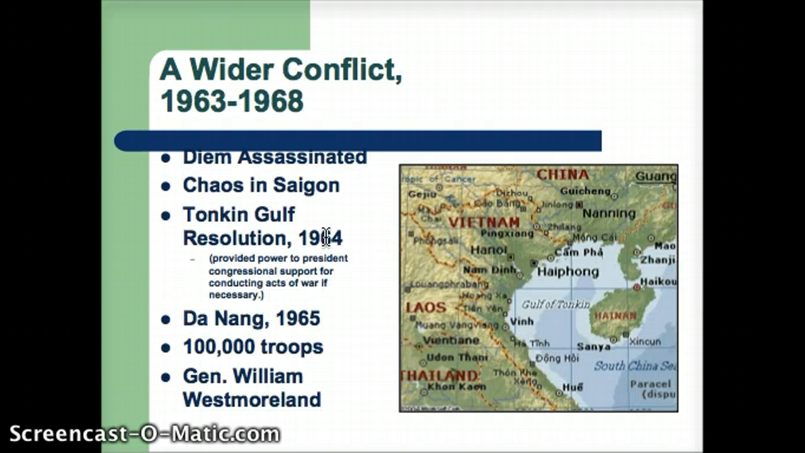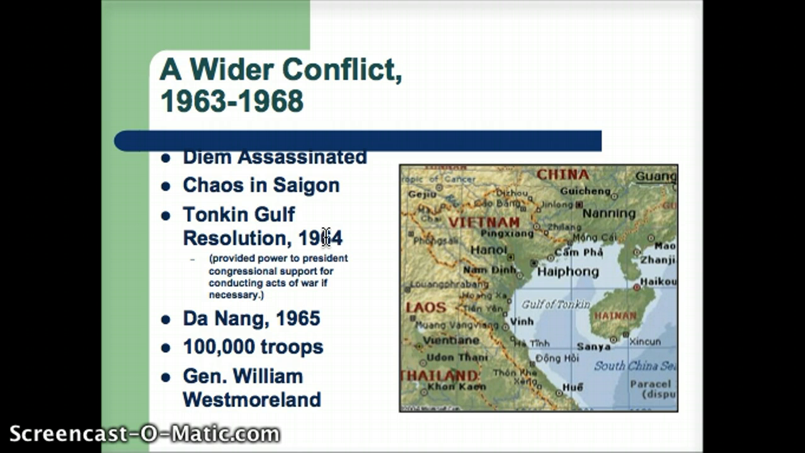Eventually, Diem is assassinated, and this is actually a CIA cover-up. JFK actually had Diem assassinated, as leakage was coming in that Diem was moving towards the Ho Chi Minh philosophy, giving up on the Western ideas and moving more towards communism. So as a result, JFK has Diem assassinated, and as we know, not long after, he is assassinated himself.